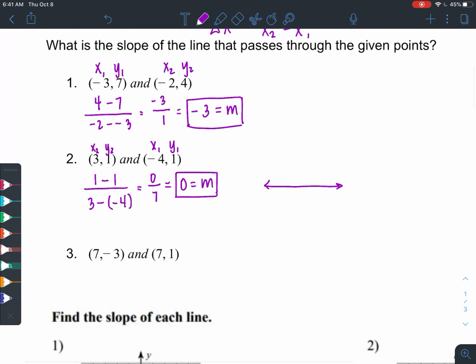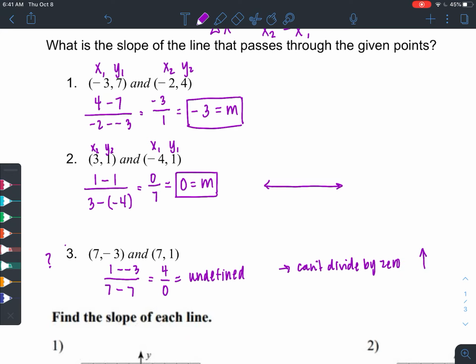Okay, go ahead and do number 3 on your own. So what you should have done was said y2 minus y1 over x2 minus x1. So we get 4 over 0. So this right here is an undefined slope because we cannot divide by 0. It doesn't mean that it can't exist. It just means our slope is going to be a straight up and down line.